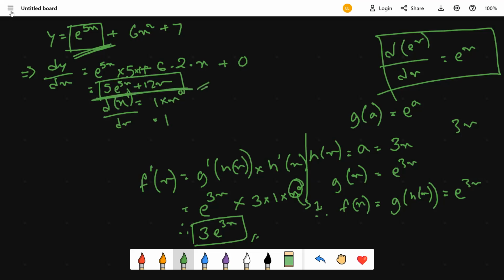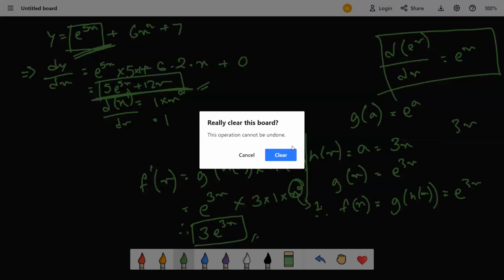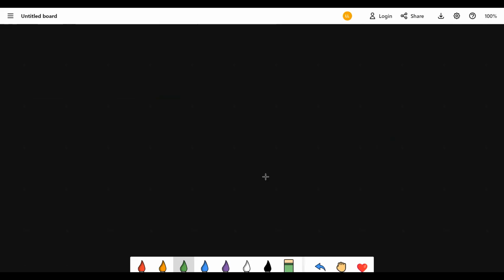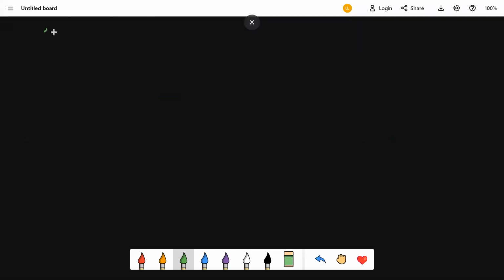Okay, hope you got it. Let's move on to the next question. It's a similar type of question. f(x) is equal to e to the power 6x squared plus 7x. This is also easy, trust me. Try it by yourself. Now you'll be able to do it by yourself.